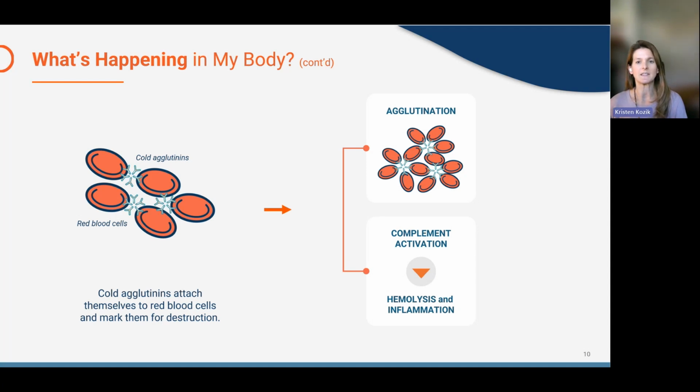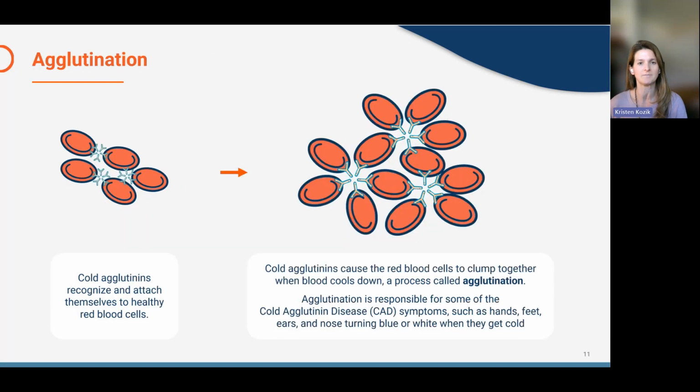That process that leads to that agglutination, the complement activation, and the symptoms they create are important because they're difficult to see from the outside. So sometimes it can feel kind of silent in that aspect. Now let's take a look at agglutination and the complement activation.